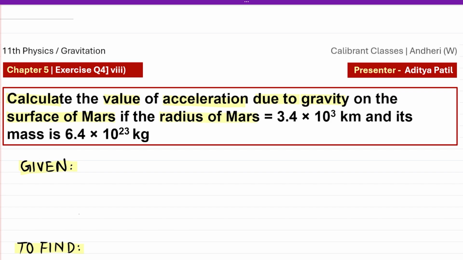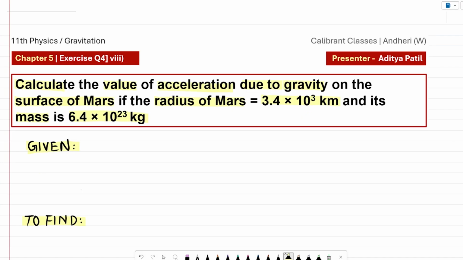If the radius of the Mars is 3.4 into 10 raised to 3 kilometers and its mass, that is the mass of the planet Mars, is 6.4 into 10 raised to 23 kilograms. So we have been given the radius of the Mars. I denote this radius with the symbol Rm, and this radius is said to be 3.4 into 10 raised to 3 kilometers, and we'll convert it into meters. So it becomes 3.4 into 10 raised to 6 meters, as 1 kilometer is 1000 meters.